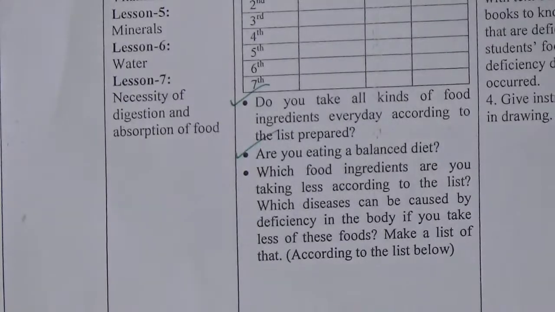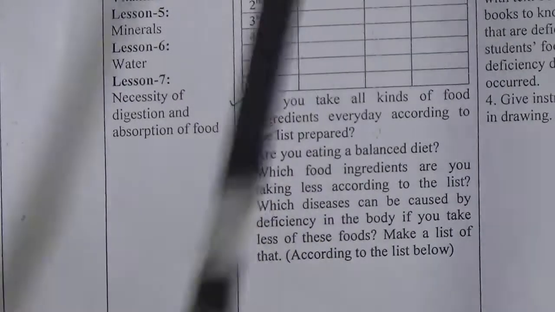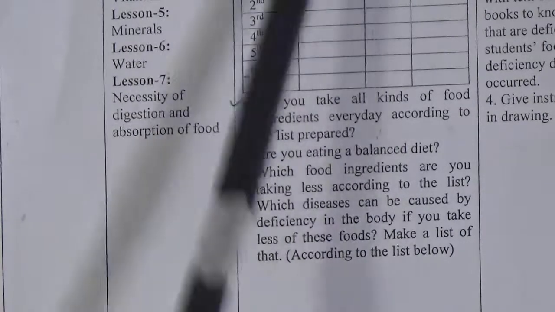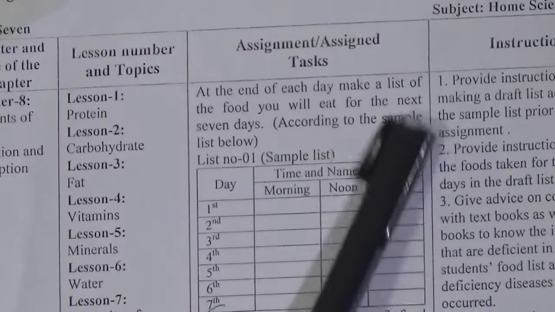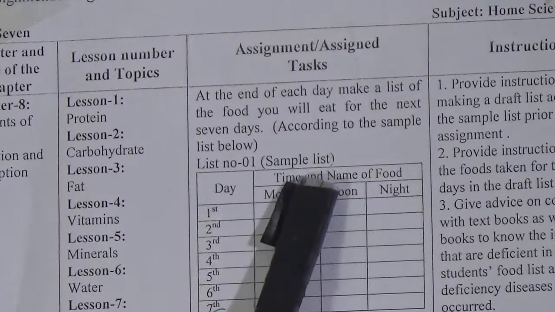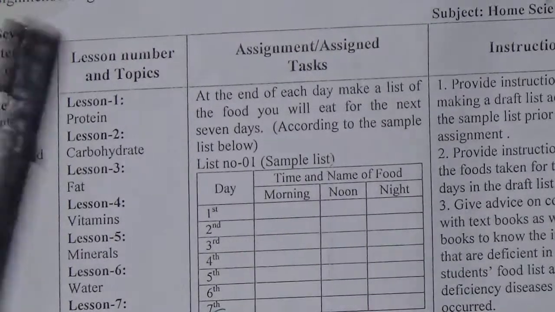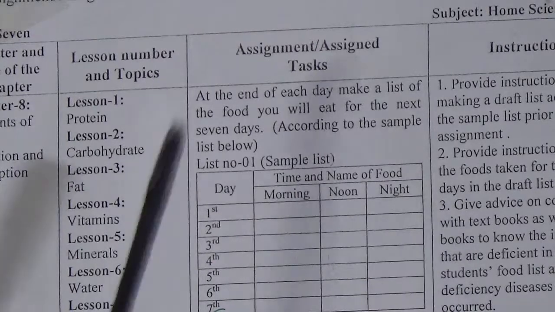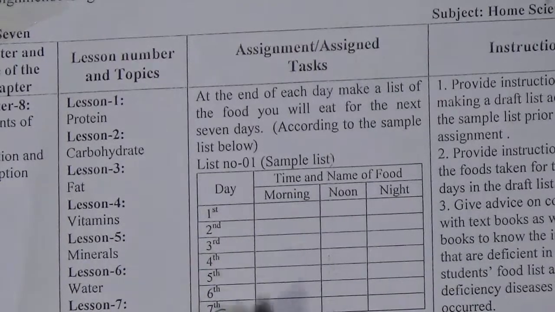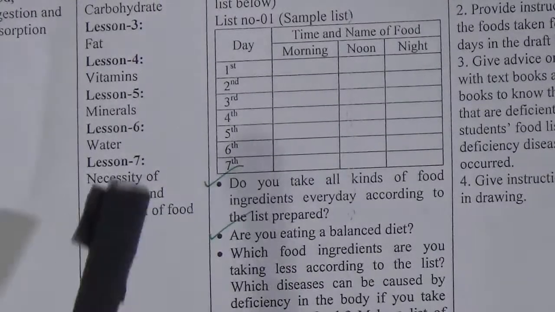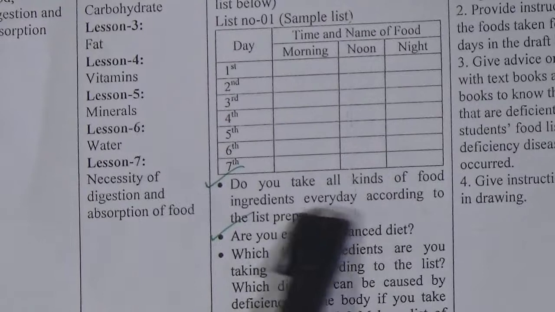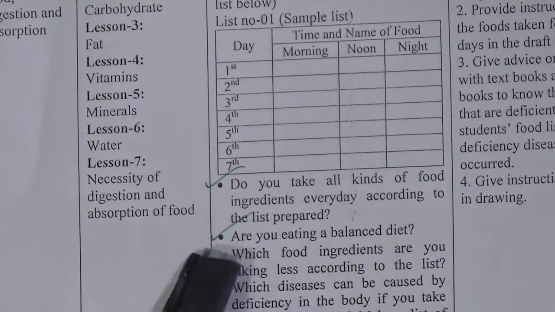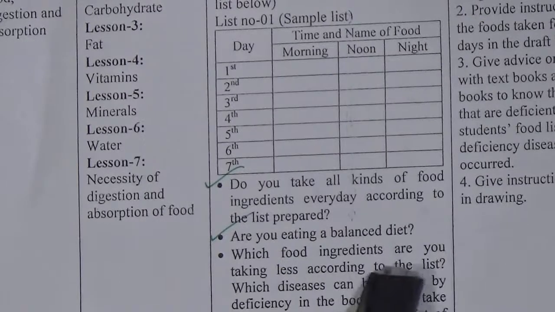That means at the end of each day, make a list. This is the first topic, that at the end of each day, make a list of the food you will take for the next 7 days. This is the sample list for you, and like this list you have to make a list in your assignment sheet. And also there are 2 questions based on this list: do you take all kinds of food ingredients every day according to the list prepared? And are you eating a balanced diet?